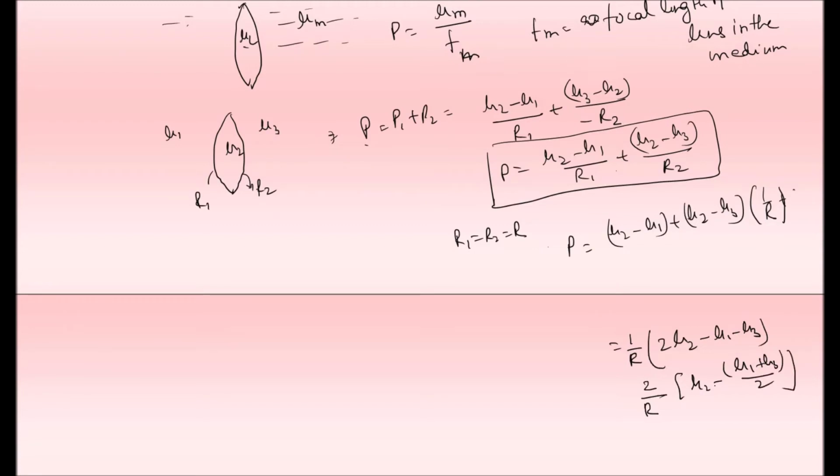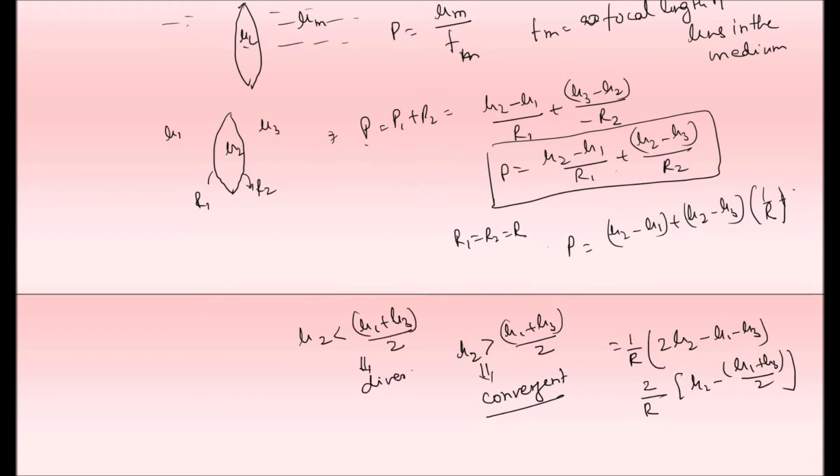So clearly when mu2 is greater than (mu1 plus mu3) by 2, then power becomes positive and it will work as a convergent lens. We have already learned that concept. You can apply this concept in the exam also. And similarly, when mu2 is less than (mu1 plus mu3) by 2, then it will work as a divergent lens.